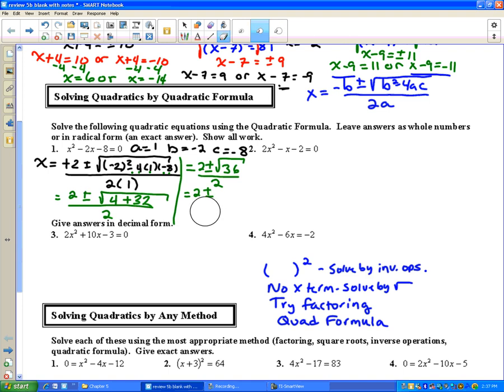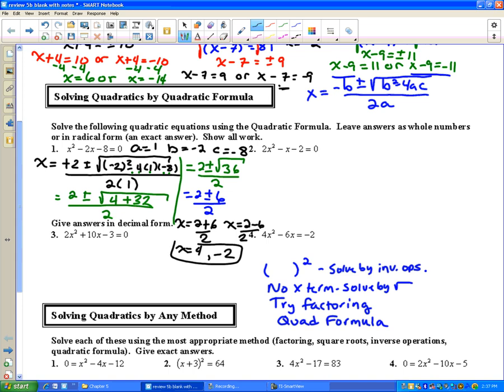Let me do that in a different color. So this is 2 plus or minus 6, because the square root of 36 is 6, over 2. Again, 2 possible answers. I need to have x is equal to 2 plus 6 divided by 2, or x is equal to 2 minus 6 divided by 2. The first one, 2 plus 6 is 8, divided by 2 is 4. Or 2 minus 6 is negative 4, divided by 2 is negative 2. Those are my two answers for number 1.